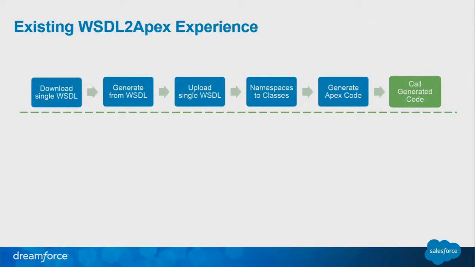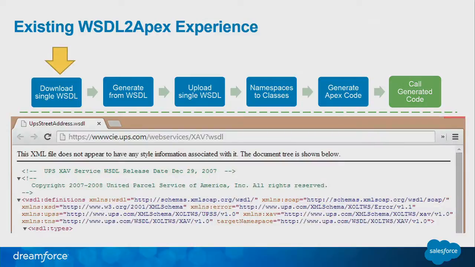So let's just go back through what the current process is if you've got a WSDL and you want to bring it into Salesforce using the web-based version of WSDL-to-Apex. The first step is, and I'm going to use a UPS address validation as an example here, you go off somewhere on the web, you find your WSDL, you download it, and you save it to your hard drive.